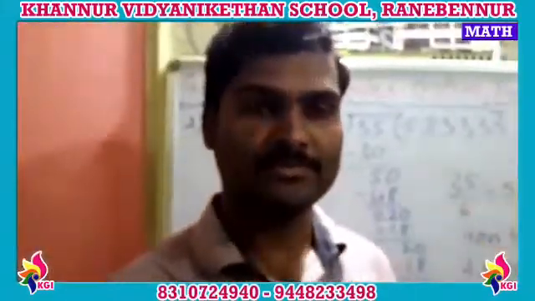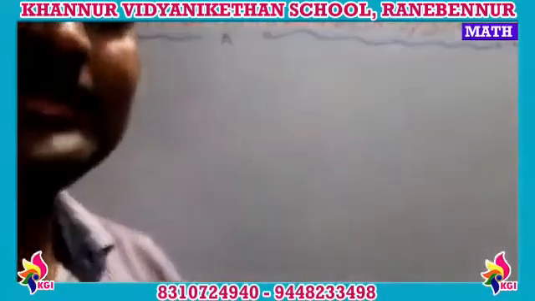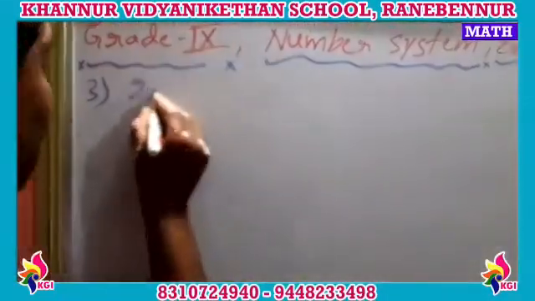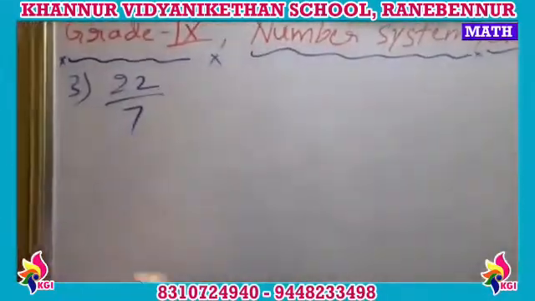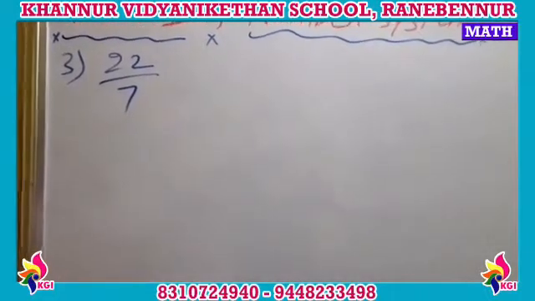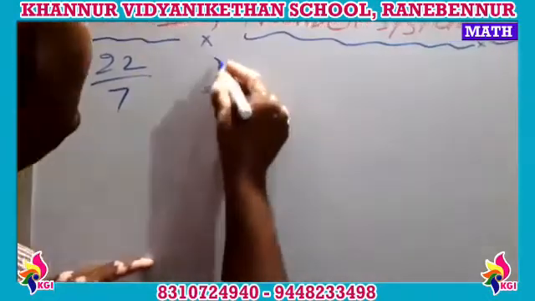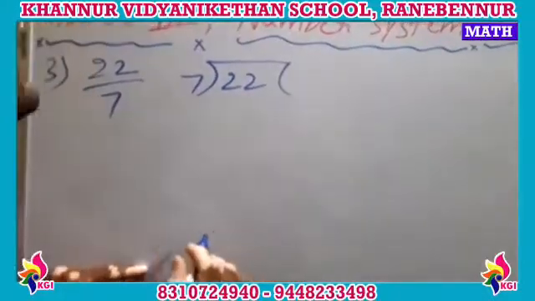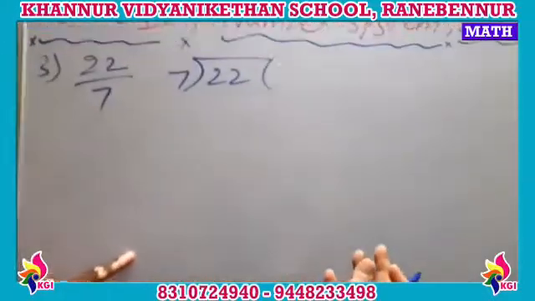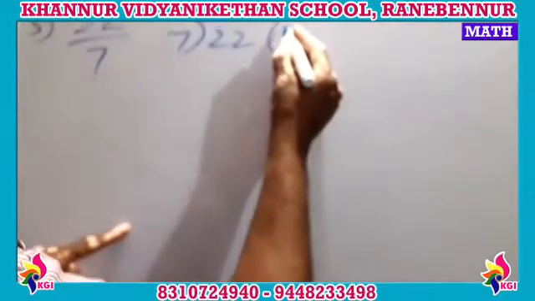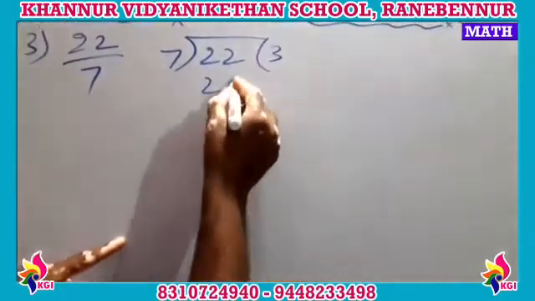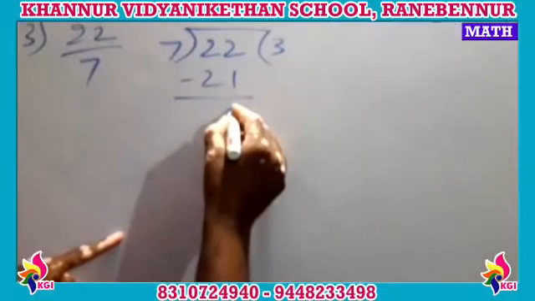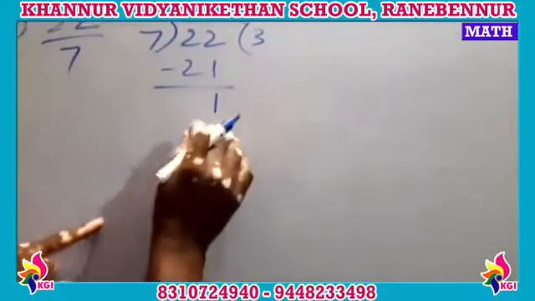We go for one more type. Next I go for the third example. It is not there in your textbook. That is 22 divided by 7. So 7 is the divisor and 22 is the dividend. You know the 7 tables, right? Because you are in 9th grade, you need to know them. 7 3s are 21. Remained with 1. 1 is less than 7.